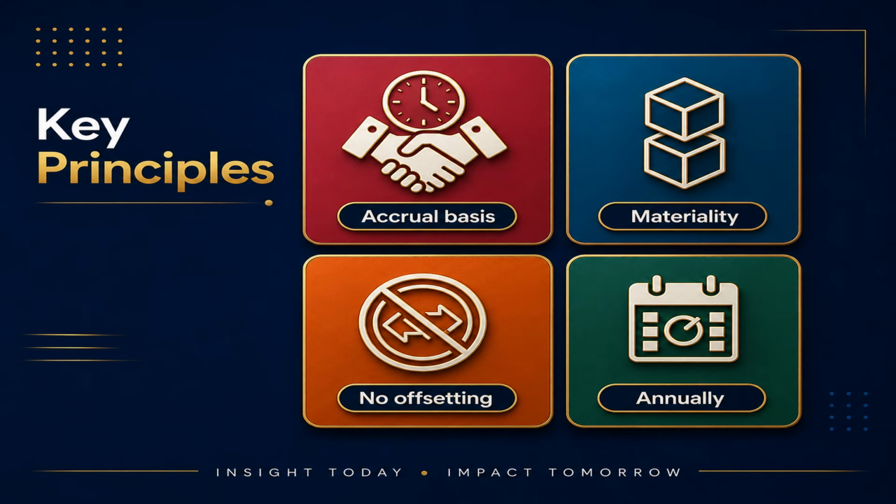Beyond going concern, IAS 1 sets several other key principles. Financial statements use the accrual basis, recognizing transactions when they occur rather than when cash moves. Material items should be presented appropriately without obscuring important information, and offsetting assets and liabilities or income and expenses is generally prohibited unless required or permitted by an IFRS standard.